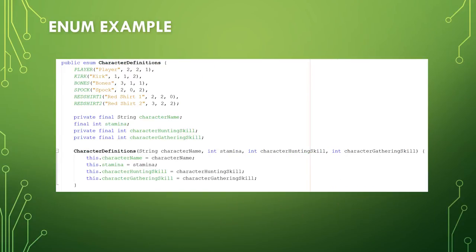And here it is. Here's the enum example. So here's my character definitions of all the players that we have. And we kind of did the Trekkie theme, as you can see. And we do call this character definitions quite a bit throughout the code. But basically the character definitions has the name, the stamina, their hunting skill, and their gathering skill. So some really interesting things along with their name.